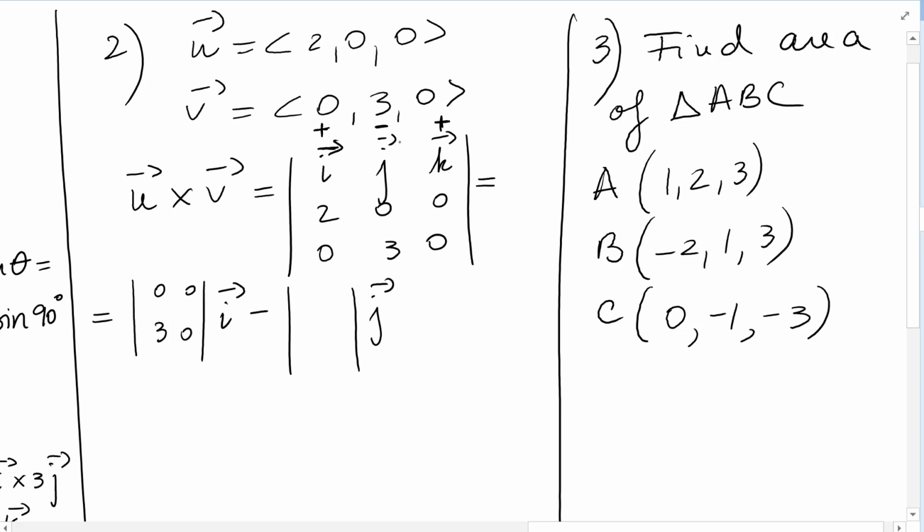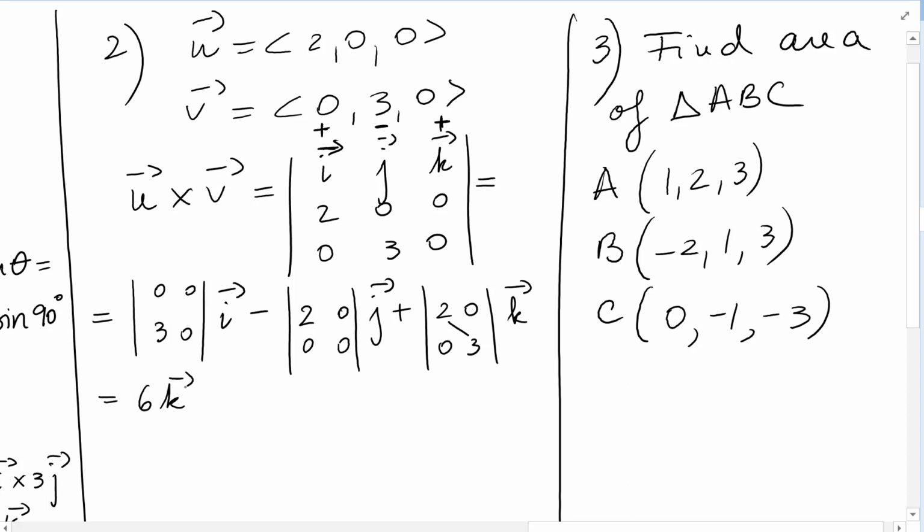So with j, if we cross out the row of j and the column, we end up with 2, 0, 0, 0, and then plus, we do the k. Cross out, we end up with 2, 0, 0, 3. The first determinant is 0, so 0i. The second determinant is 0, so we get 0j, and the third determinant is 2 times 3, 6k.